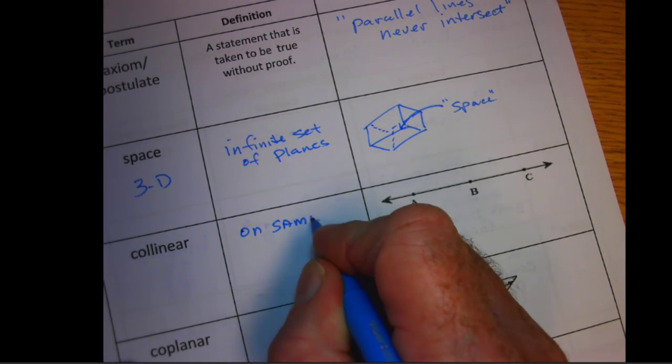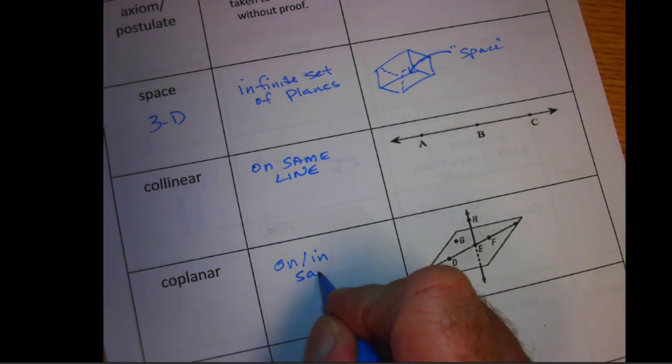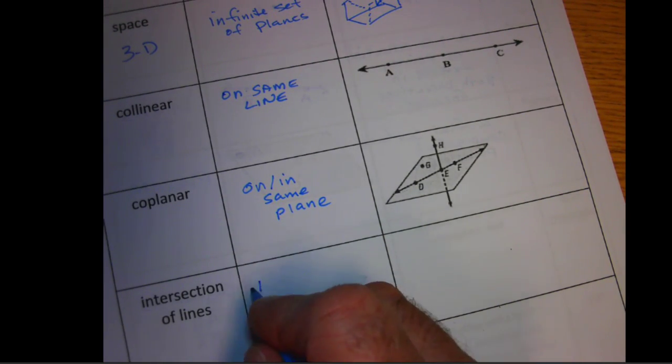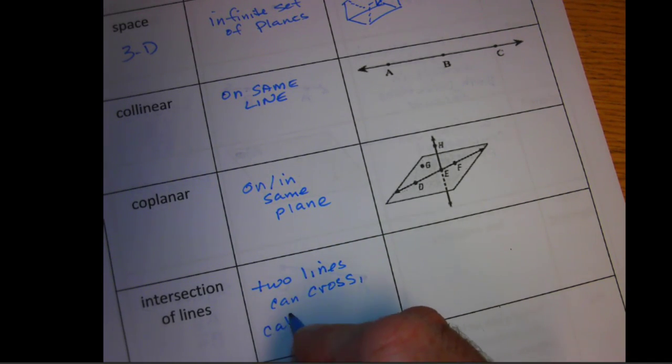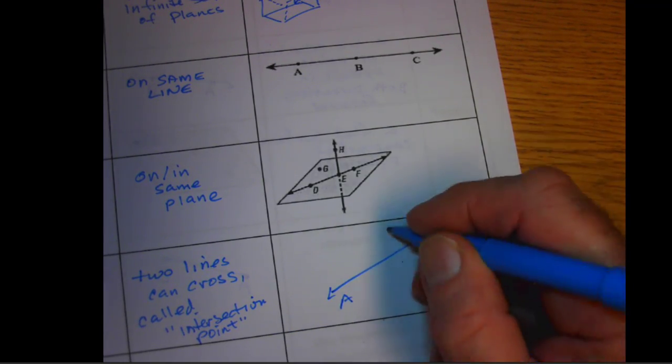Collinear points are points that are all on the same line. Co means together, linear means on the line. Coplanar means all in the same plane. So in the plane, B, D, E, and F would all be coplanar. H would be non-coplanar with the others. And on the line, A, B, and C would all be collinear.